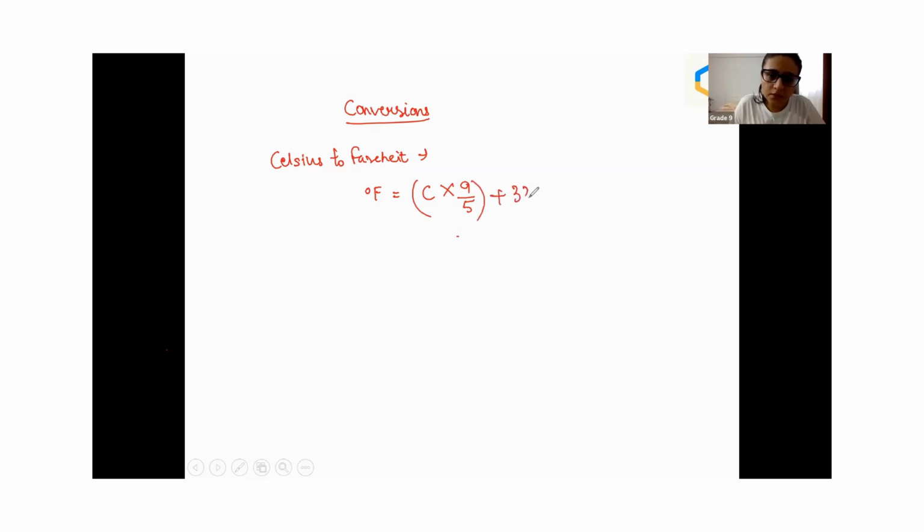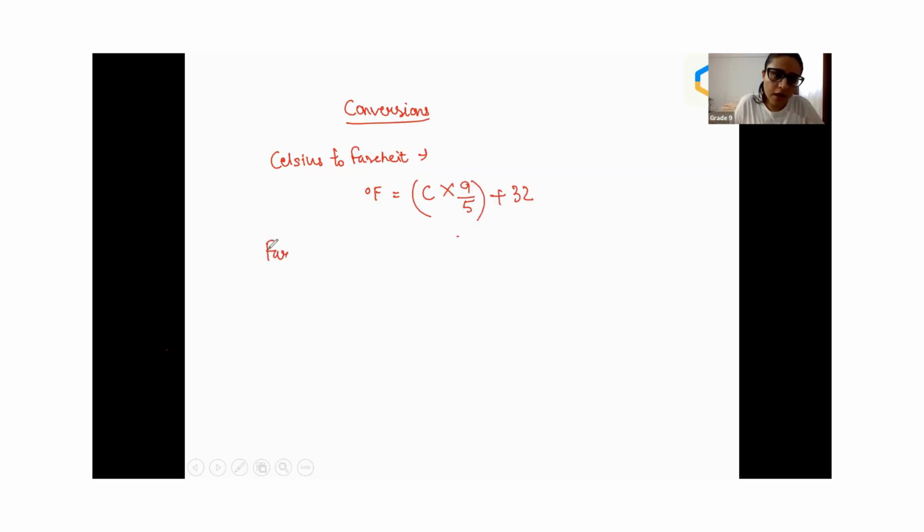Okay, so you can give the heading temperature conversions or conversions. Now you have to write Celsius to Fahrenheit. When we are going to convert Celsius to Fahrenheit, then you have to write degree F is equal to Celsius times 9 upon 5 plus 32.